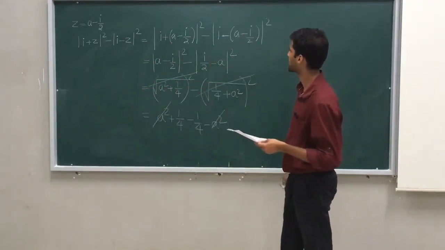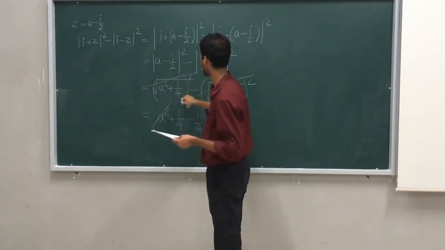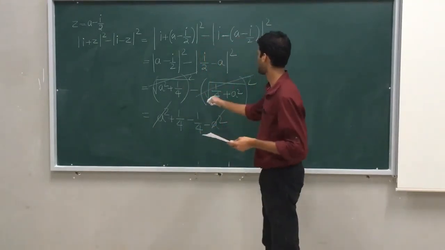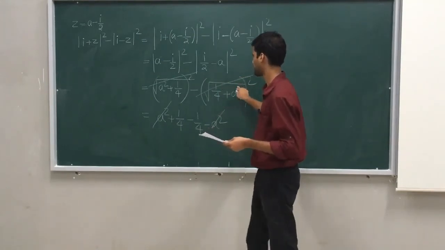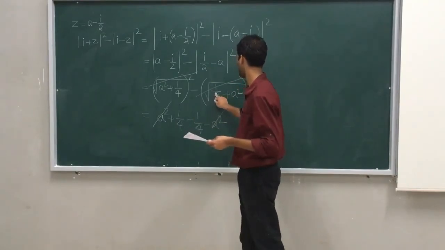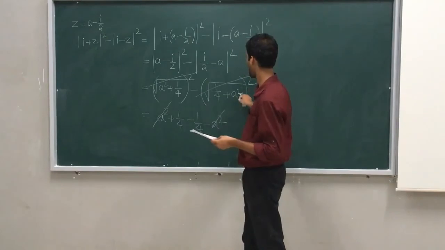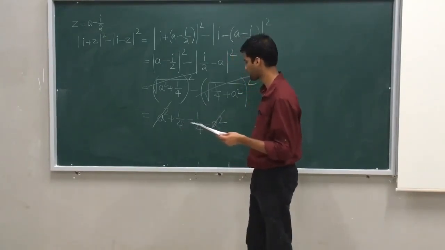So the thing is, it is mod z square. So mod of this complex number is square root of a square plus 1 by 2 the whole square. It is 1 by 4 and minus, it is 1 by 2 the whole square plus a square. So a square plus 1 by 4 minus 1 by 4, and it is minus a square. So a square minus a square. So somewhere we made a mistake.